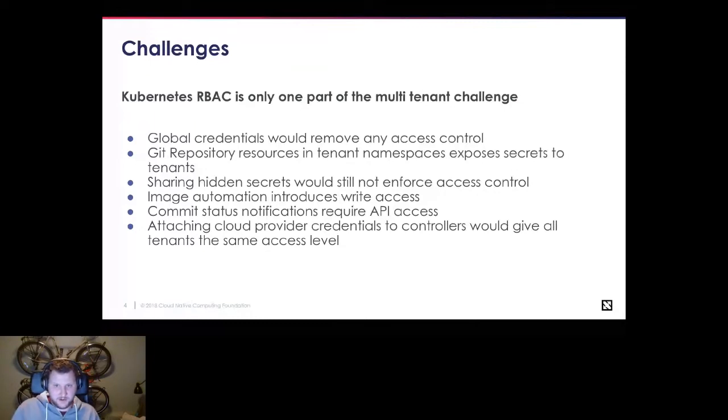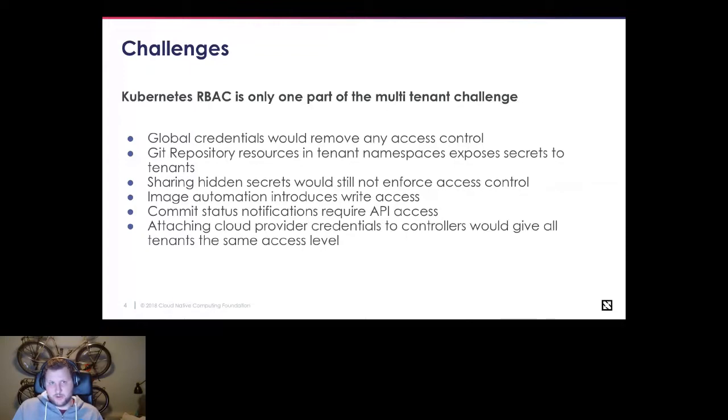And as I cover there, you could add a global credential to all your Git repository resources so that you would, for example, have a global SSH key that would be shared across all the different teams. That might work, but you're basically giving everybody read access to all repositories.